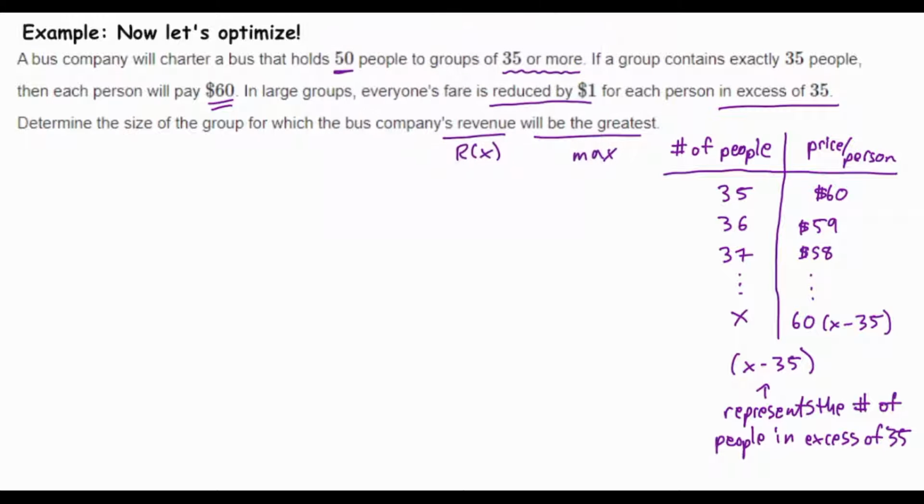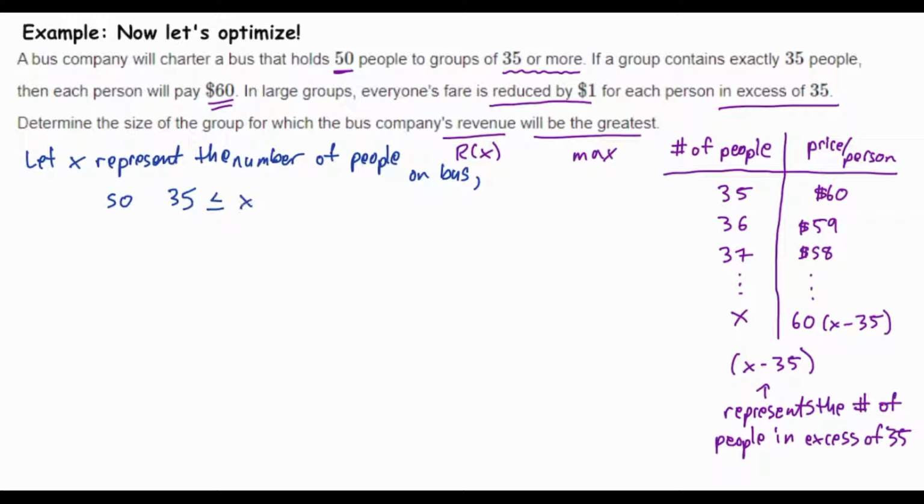All right, let's set up our problem. Let's define our variable first. So we're going to say let X represent the number of people on the bus. So what are our constraints? Well, we know the minimum number of people is 35. They won't allow less than 35 people to rent a bus of that size. So X is at least 35, and our maximum number is 50 because that's the most people that we can fit on the bus.